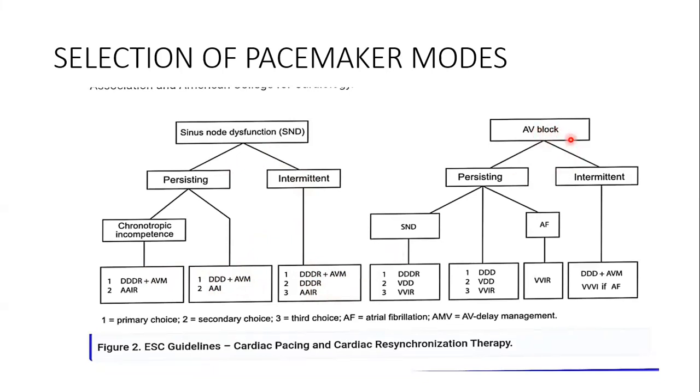So for AV block, if it's persistent, we find out whether there's sinus node dysfunction. If there's associated sinus node dysfunction, these are the modes to use. If there is no sinus node dysfunction and no atrial fibrillation, these are the modes to use: the DDD, VDD, and VVIR. If there's atrial fibrillation, the VVIR should be used. If the AV block is intermittent, the DDD plus AVM should be used, or VVI if there's atrial fibrillation associated.